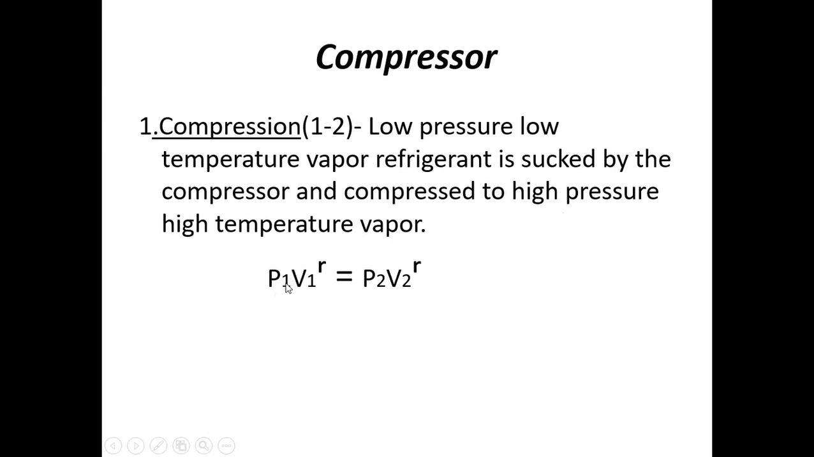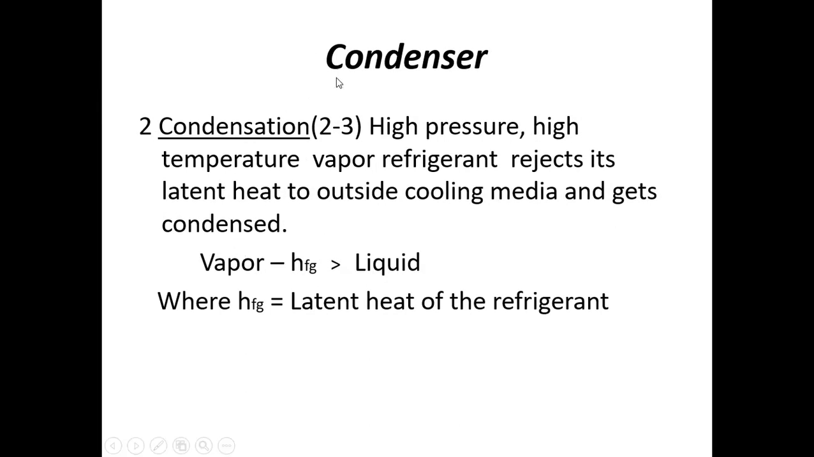It follows the law P1 V1 raised to gamma equals P2 V2 raised to gamma, where gamma is equal to Cp by Cv. Now another device is the condenser. As I explained earlier, the condenser is a coil where high pressure, high temperature vapor refrigerant, when it passes through the condenser coil, rejects its latent heat to the outside cooling media and gets condensed. That is, vapor rejects its latent heat to the outside atmosphere and gets liquefied: vapor minus hfg gives liquid, where hfg is the latent heat of the refrigerant.